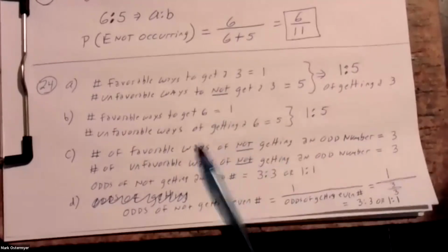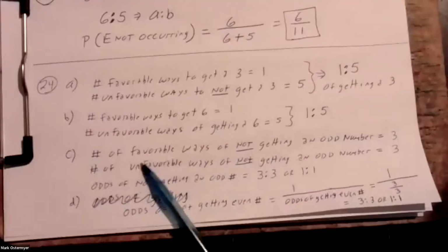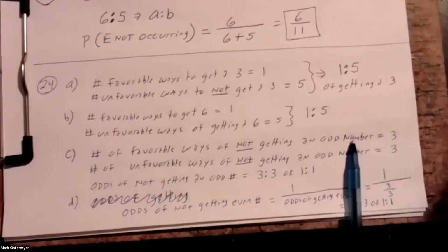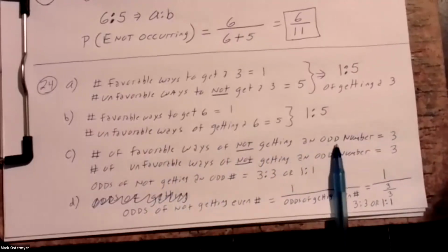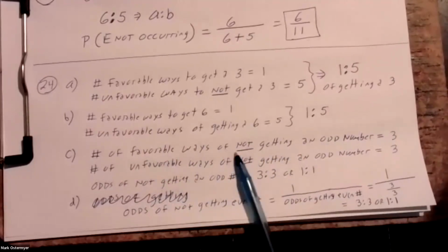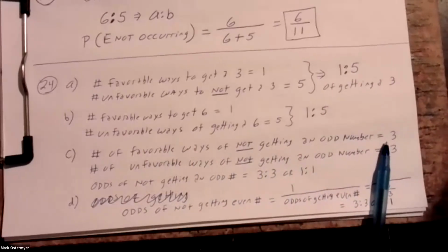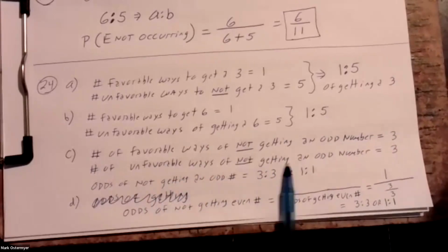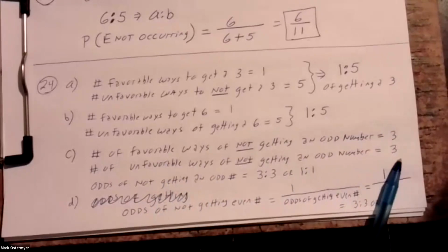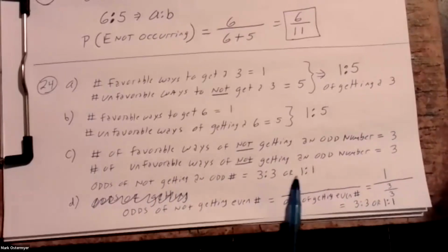All right. What's the odds of not getting an odd number? Well, how many ways can you not roll an odd number? In other words, how many favorable ways are there that do not yield an odd number? There would be 3 ways, rolling a 2, 4, or 6. Versus the number of unfavorable ways would be 3 ways, rolling a 1, 3, or 5. So the odds would be 3 to 3 or 1 to 1 odds.